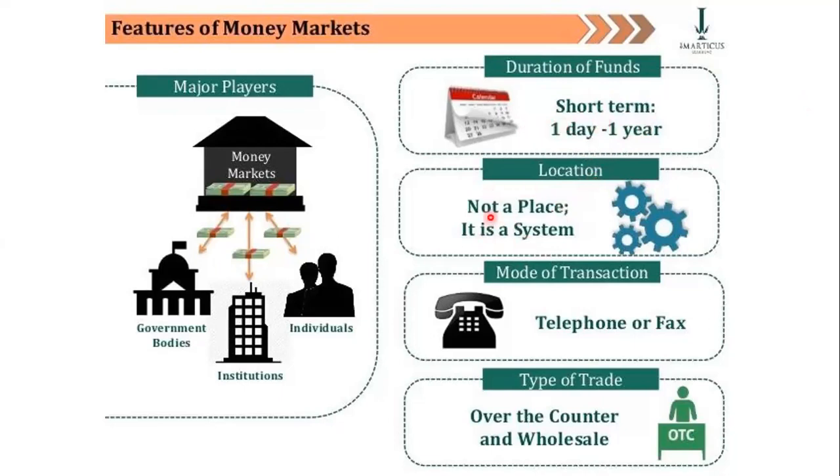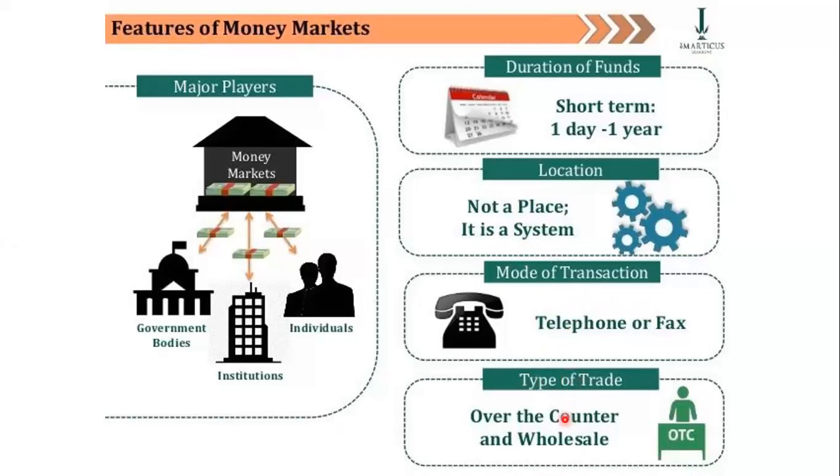Locations: normally we can't find a location, so most of the time it is a virtual system. With a phone call, memo request or email, they can request money. So it's not a place, it's a system. The mode of transactions is normally telephone, fax, email, that kind of thing.